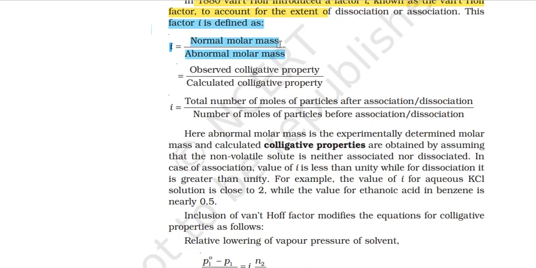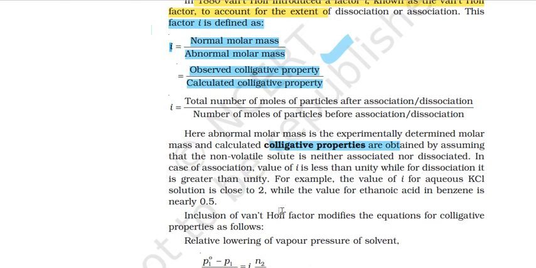So we have over here normal molar mass by abnormal molar mass, ye usne equations di. Ya fir aap i ko, you can also take it to be observed colligative property divided by calculated one. Phir uske baad total number of moles after association or dissociation divided by number of moles before the same. Theek hai, abnormal mass is the experimentally determined molar mass, and calculated colligative properties are obtained by assuming that the non-volatile solute is neither associated nor dissociated. Fine.